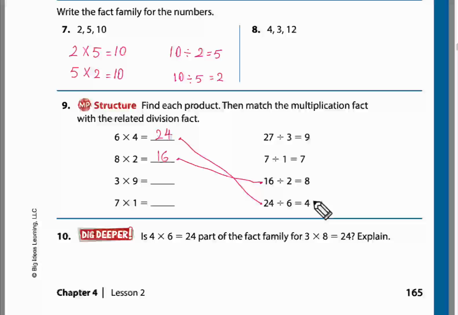Hassan Sam. Yes, teacher. The next one. 3 multiply 9 equal 27. Okay, and which division equation is related to this one? 27 divided by 3 equal 9. The first one? Yes, thank you, Hassan.